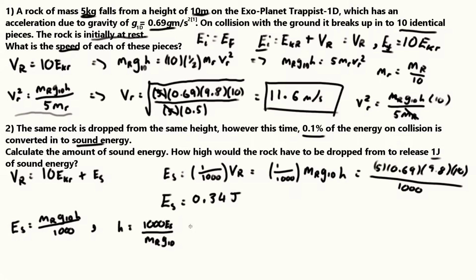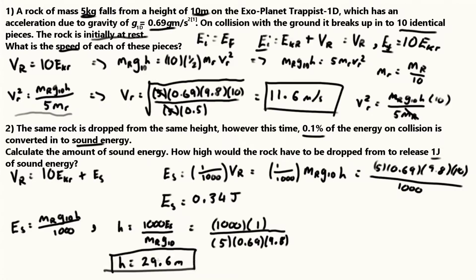and sub in our values of 1000 multiplied by our now 1 joule of sound energy divided by 5 multiplied by 0.69 multiplied by 9.8. And this will give you that h is equal to 29.6 meters, which means when 0.1% of the collision energy is turned into sound energy, in this case, to release 1 joule of sound energy, the rock would need to be dropped from a height of 29.6 meters.